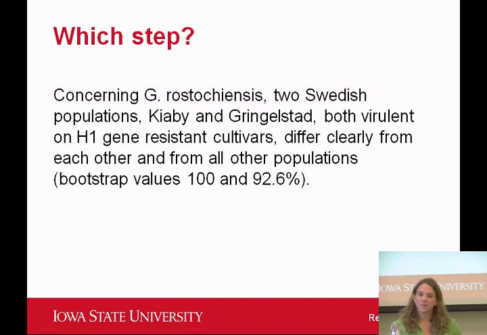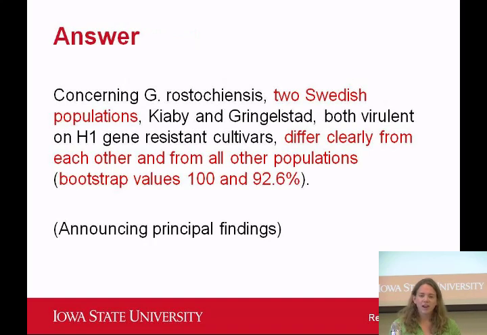One more for you. Okay, this step says, concerning G. rostochinasis, two Swedish populations, Kibi and Grindelstad, both virulent on H1 gene-resistant cultivars, differ clearly from each other and from all other populations. Okay. This one here, we get some information about the particular results that the authors found.